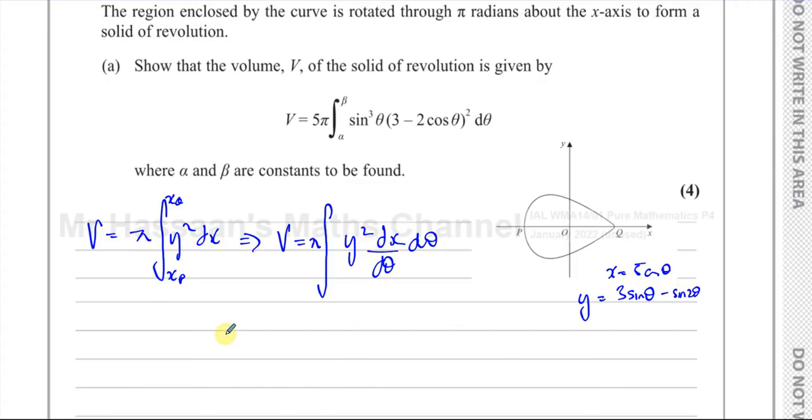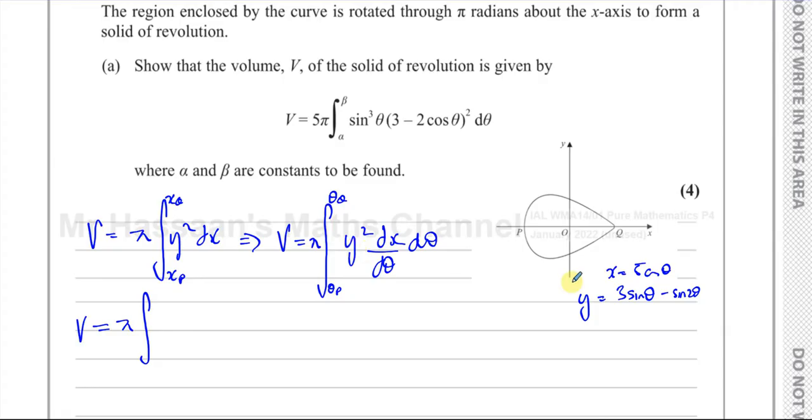Alright, so what I'm going to do here is I'm going to take this. So I have V equals pi times the integral. Now here I have to change this into the theta coordinate of P and the theta coordinate of Q. I have to change those into those values. So I'm going to do that eventually as well.